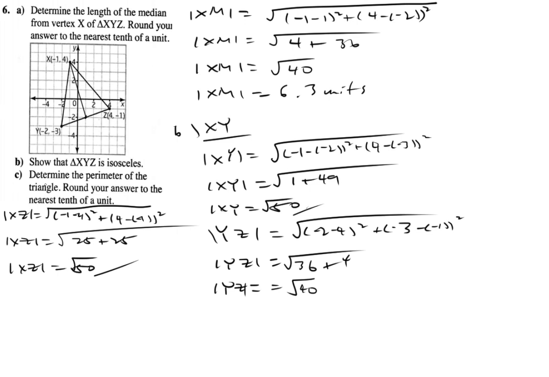And now we have to find the perimeter of this triangle. So the perimeter is going to be equal to 2 times the square root of 50, because we have two side lengths that have the square root of 50 as their length. And then we add that to the square root of 40. So if you plug this into a calculator, you should get around 20.5 units.